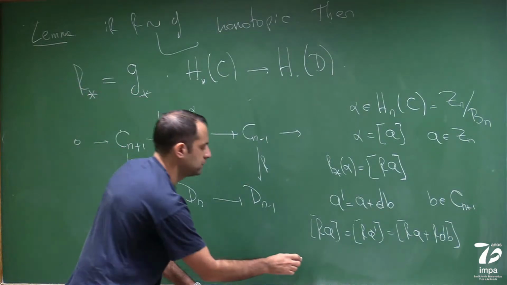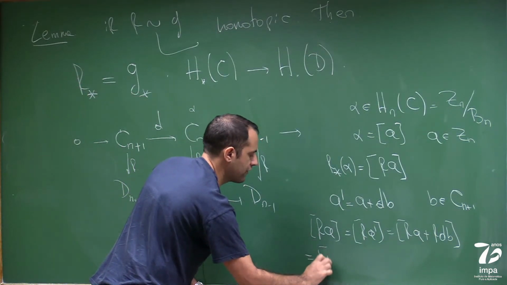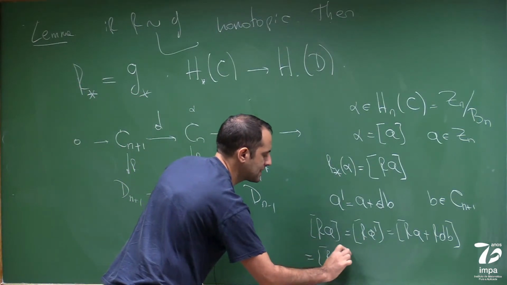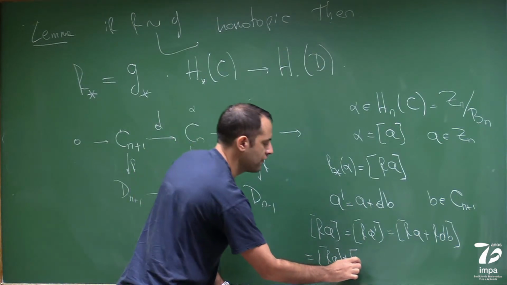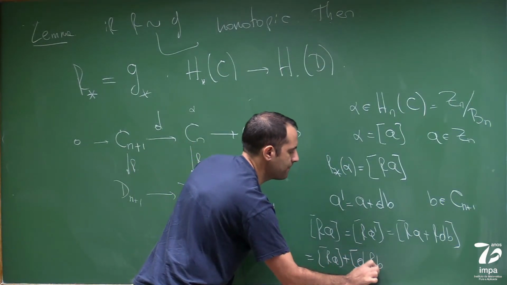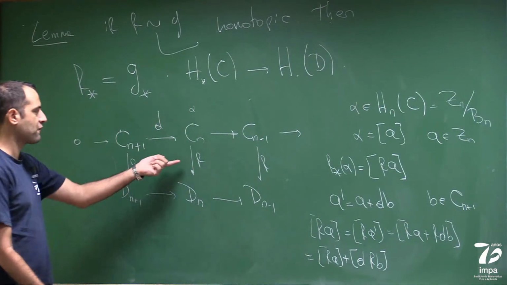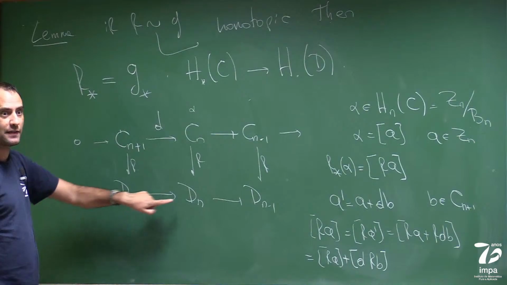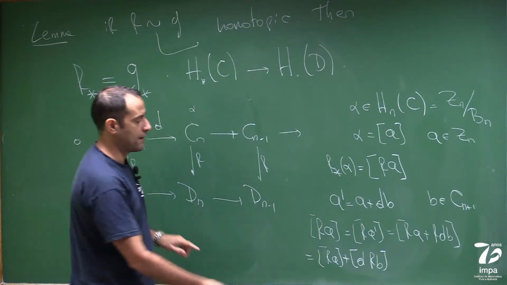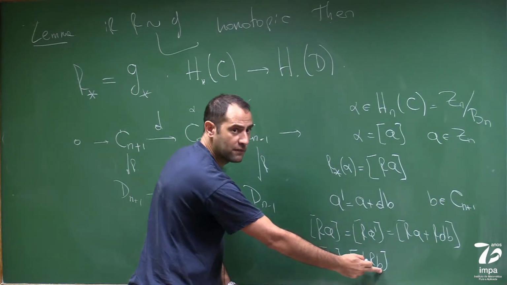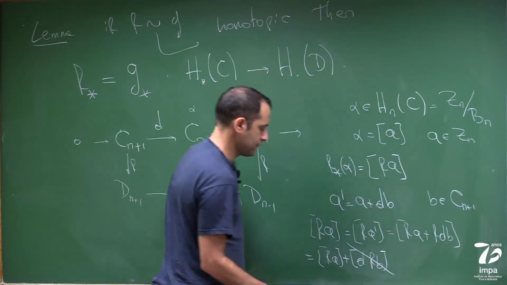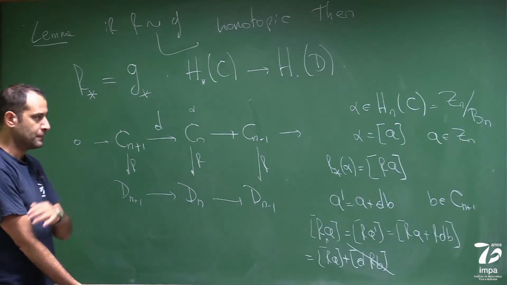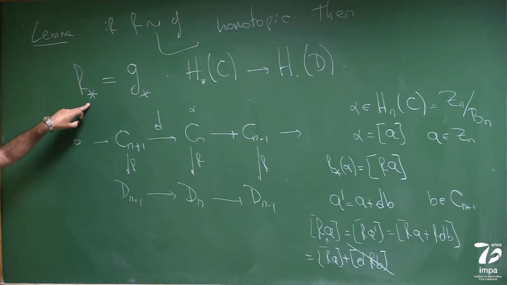And this is the class of FA plus the class of DFB. Here, because F is a map of complexes, taking D of something and then F is the same as taking F and then D. And if I do F and then D, this is D of something, which is 0. Okay, so that's this map F star.